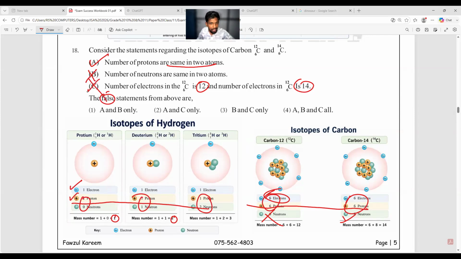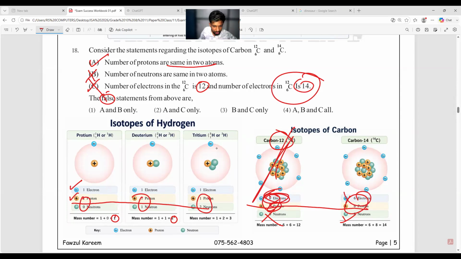Okay, because they are telling here about electrons. The electrons in this carbon, that is 12, and electrons in this carbon, that is 14. No, both of the carbons have the same number of electrons and the same number of protons. So that is wrong. Look at the picture.